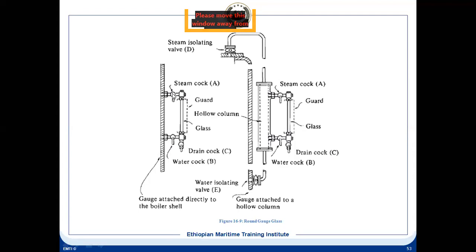So you have a water cock and a steam cock, and this is a more elaborate system where you have the steam isolating valve. Then you have a hollow column, and this type of system obviously gives a greater amount of safety as compared to this, because if the glass here breaks, you only have this one valve to stop the steam or the water coming out into the engine room. Whereas here you have two valves on the steam side and two valves on the water side, to prevent steam from coming out in case the glass breaks.